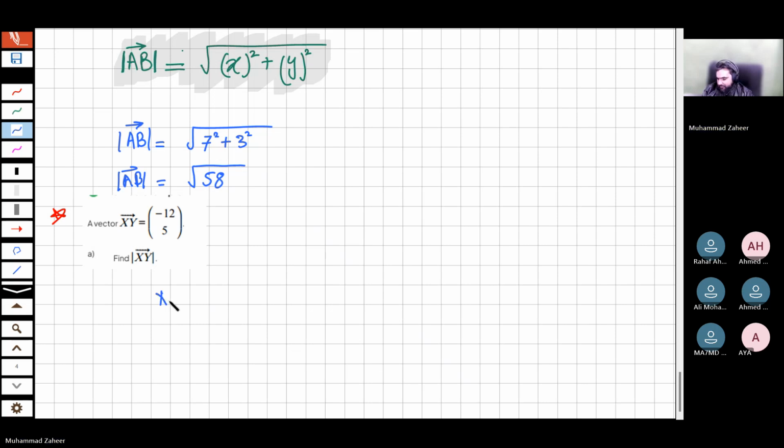So xy, the magnitude of the vector will be equal to x value square plus y value square. What is x value? Negative 12, minus 12, and y value is 5. So it is 144 plus 25. That will become 169. It will be 13.